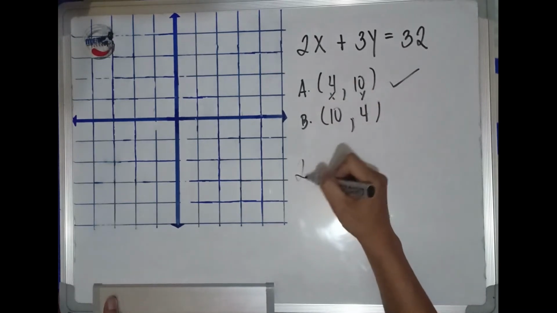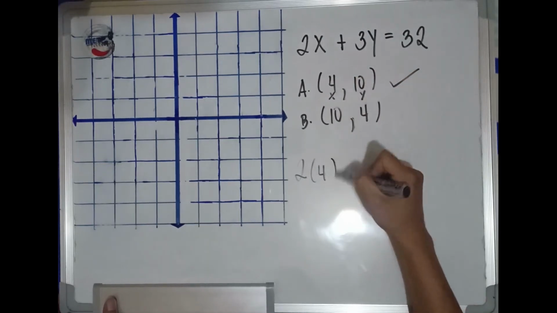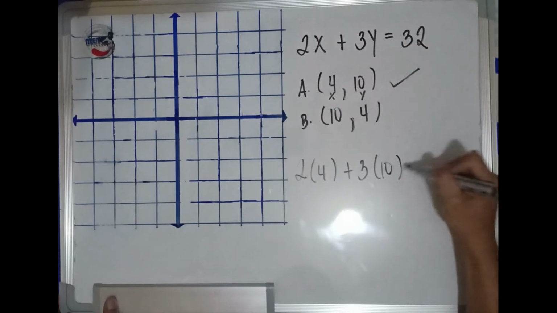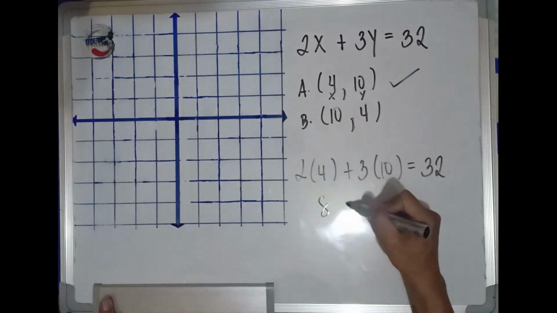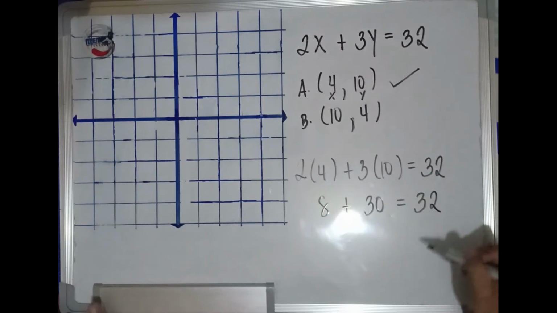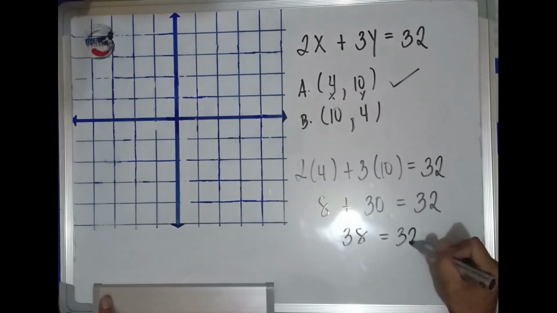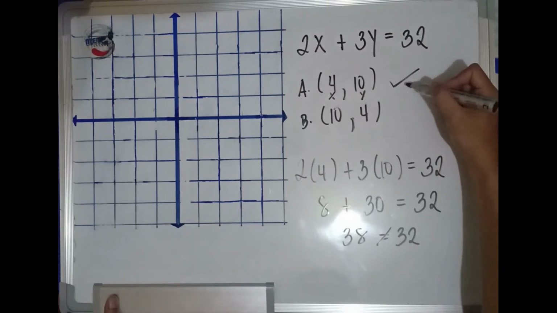So 2 times the value of x, which is 4, plus 3 times the value of y, which is 10, is equal to 32. 2 times 4 is 8, plus 3 times 10, 30, is equal to 32. 8 plus 30 is 38, is equal to 32. 38 is not equal to 32, meaning to say, the ordered pair in letter A is not the solution.